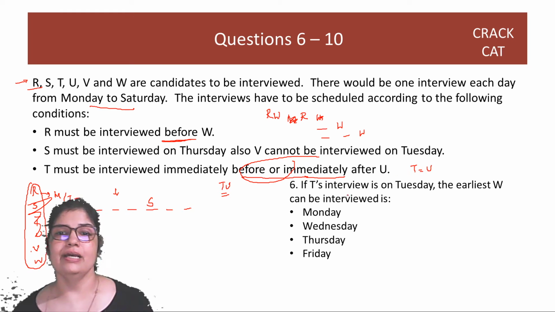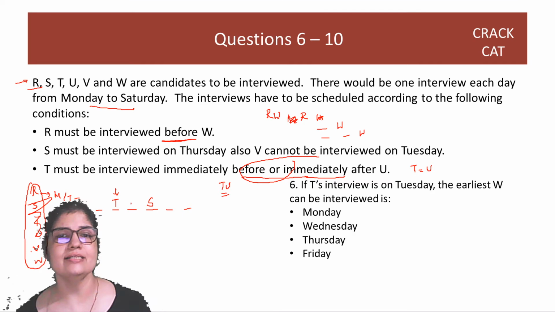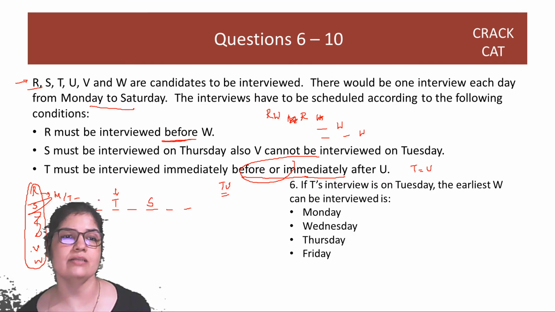If T's interview is on Tuesday, so T is here, the earliest W can be interviewed is, so I want W to be interviewed as early as possible. Can W be on Monday? No, because W has to be after R. So let's do R quickly, right? As quickly as possible. So R is Monday.